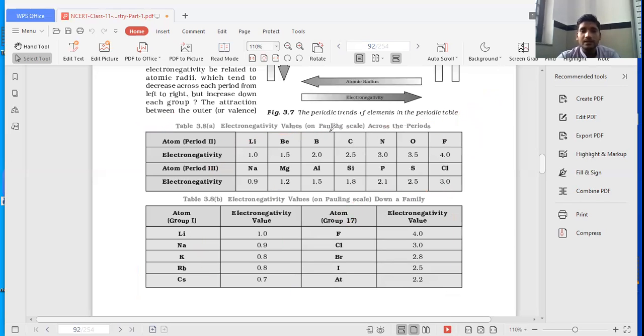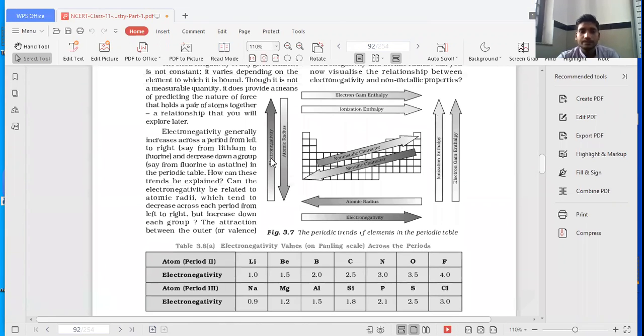And let's summarize all the trends we have studied till now. You can see we have discussed atomic radius, the first thing. When we move down the group atomic radius increases. When we move along a period atomic radius decreases. Clear? Second is ionization enthalpy. Along a period ionization enthalpy increases. Down the group, what happens to ionization enthalpy? Down the group ionization enthalpy decreases, but up the group ionization enthalpy increases, right?